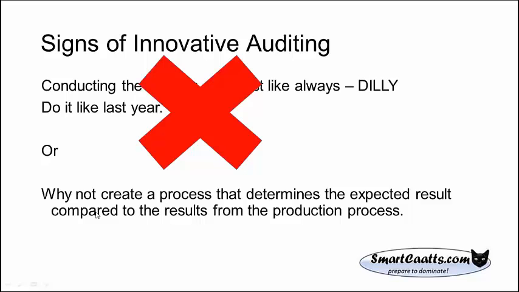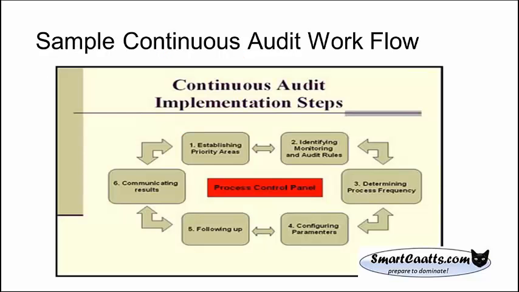But if you're moving into automated and you really want to know what's going on, you need to start your question with why not? Why can't we create a process that determines the expected result and compare the expected results to the production process? That starts your thinking towards being innovative. You start thinking, what could we be doing that could save a lot of time, less costly, faster, and more results? So I hope I'm preaching to the choir, but I'm throwing that out.